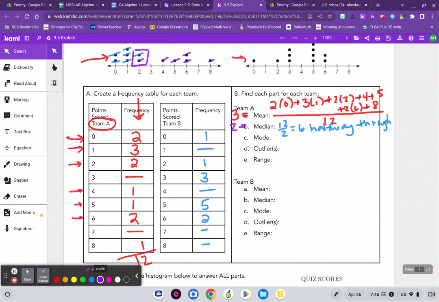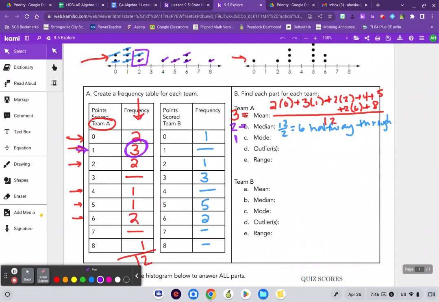The mode is the number that occurred most often. Looking at my frequency chart, 1 occurred most often because it has 3 data points. So careful. Even I made this mistake. It's not that 3 is my mode, it's that 1 is my mode. It just occurred 3 times.